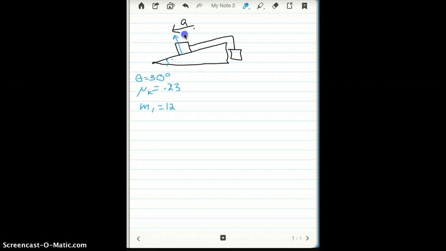Normal force always acts perpendicular. Tension along the rope. The weight straight down, which will break into components. Parallel along the ramp and then perpendicular. So my WX and my WY. Since the block's moving down the ramp this way, the force of friction is going to go this way.